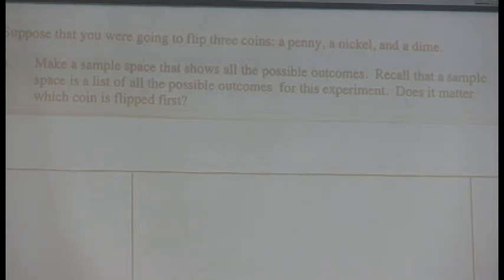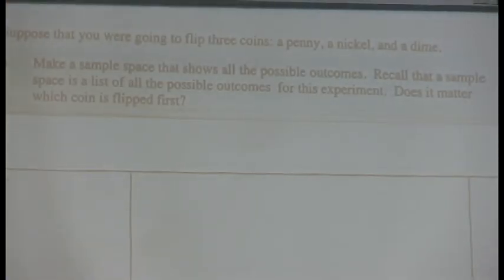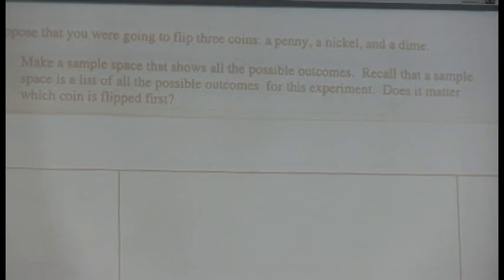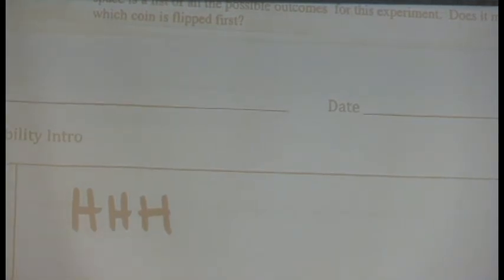Okay? So on your paper, you got a penny, a nickel, and a dime. It's only 3 coins, and they only go heads or tails. List all your possible choices. Go to it. Heads, heads, heads would be one, right? That would be an example for those of you staring off into space. I had 8, but that's cool.